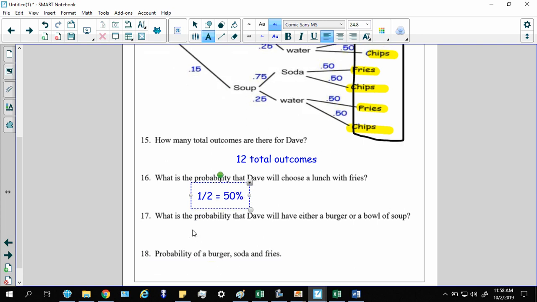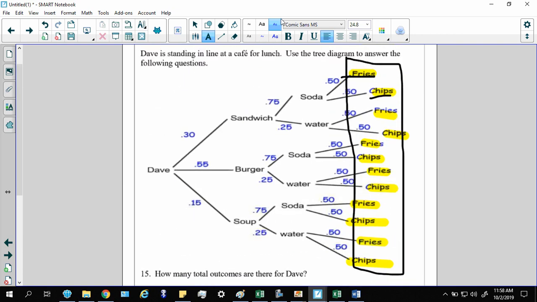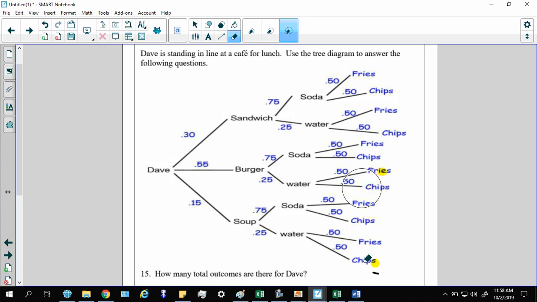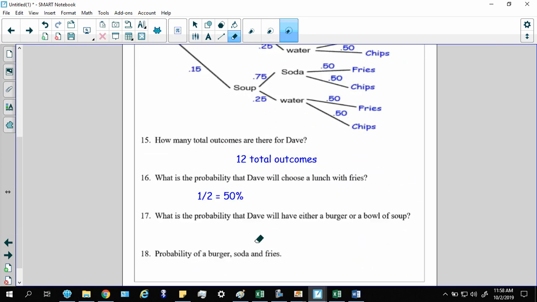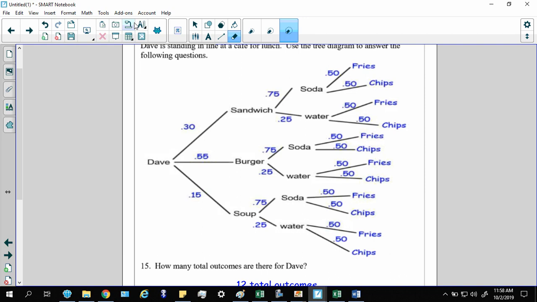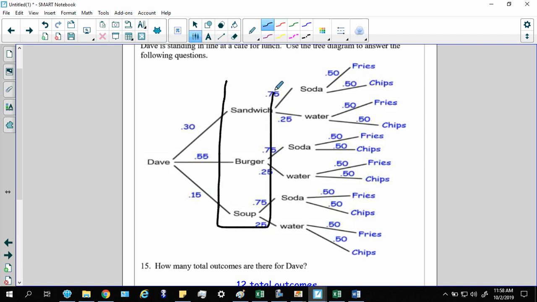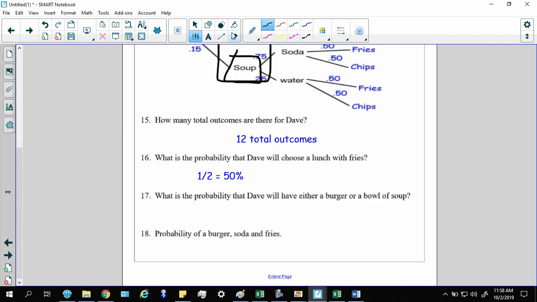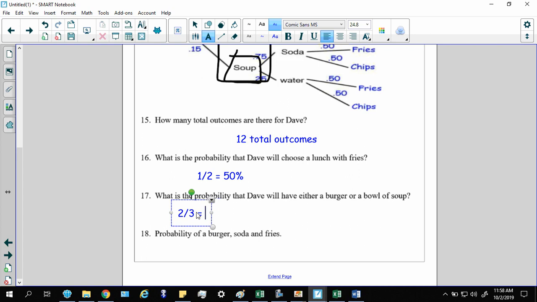Now, what is the probability that Dave will have either a burger or a bowl of soup? Again, a lot of information. You may not need it all. So all we're looking for is a burger or a bowl of soup. Well, the burger and bowl of soup is all this stuff that's right here. He has 3 options: sandwich, burger, soup. He wants a burger or a soup, so that's 2 options out of 3. So 2 divided by 3, which gives you rounded 67%.